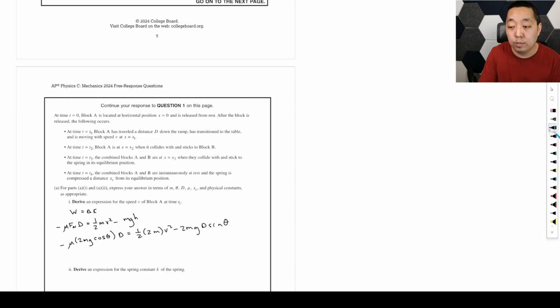Now the 2m, I can drop the 2m's because the mass actually did not matter there. And then I'm going to move this over. So we're going to have g d sine theta minus mu g cosine theta times d equal to 1/2 v squared. So we just double that and then square root it. Okay, so hopefully I made that relatively legible.